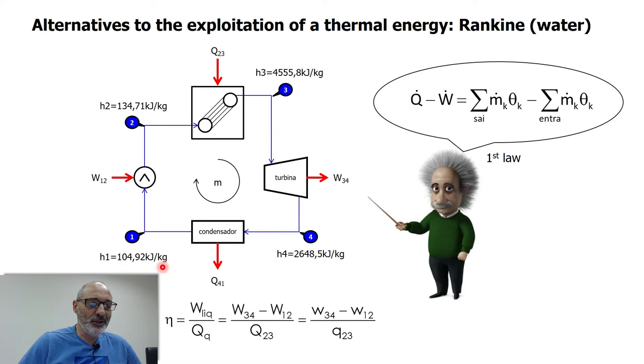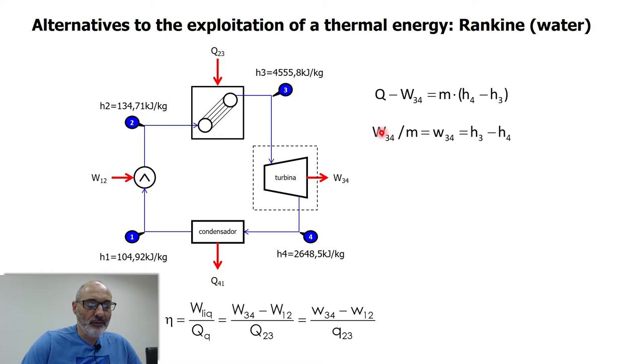Okay, so we start from the data that we got. We got all the enthalpies, enthalpy of 1, 2, 3, and 4, and we're going to apply the first law of thermodynamics for an open system. Remember, I explained to you what an open system is. We're going to start by defining the control volume around the turbine, confining the turbine, and we apply the first law for this control volume.